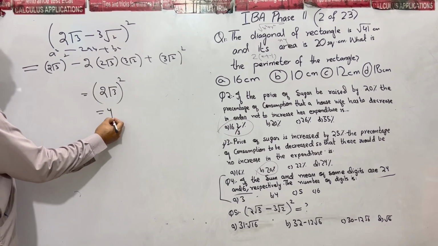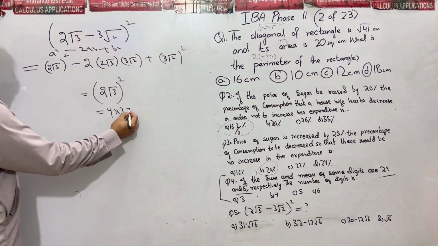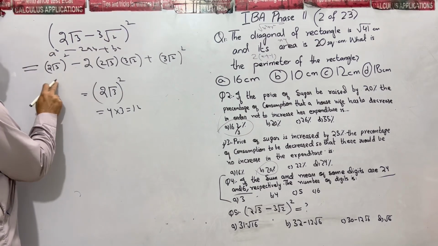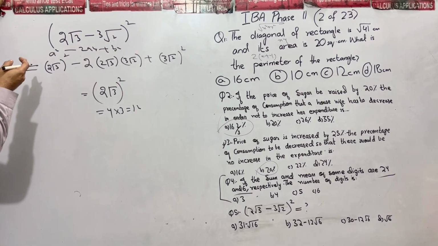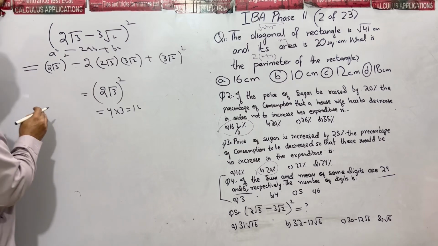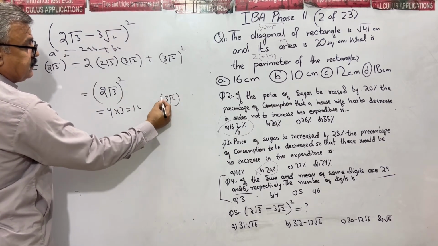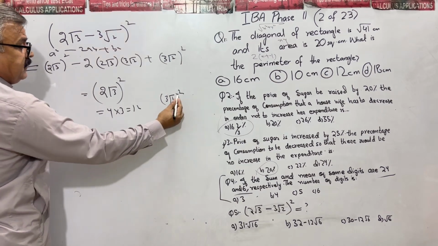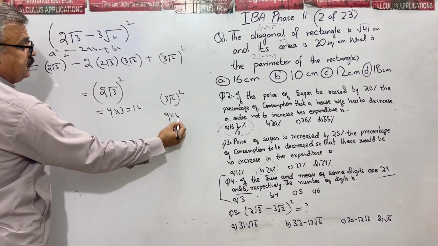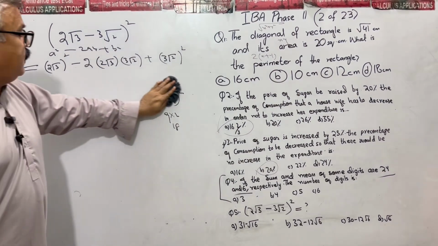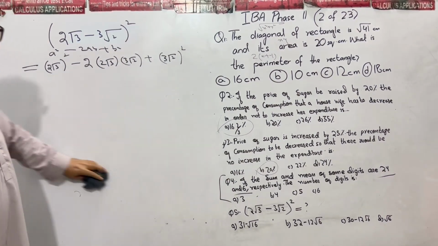Square of 2 is 4. Square of root 3 is 3. 4 threes are 12. That's the way to deal with the square of a quantity having a whole number as well as a root together in multiplication. Here, 3 times root 2 squared: 3 square means 9, square of root 2 is only 2, 9 twos are 18. Now we are in a position to simplify this once and for all.